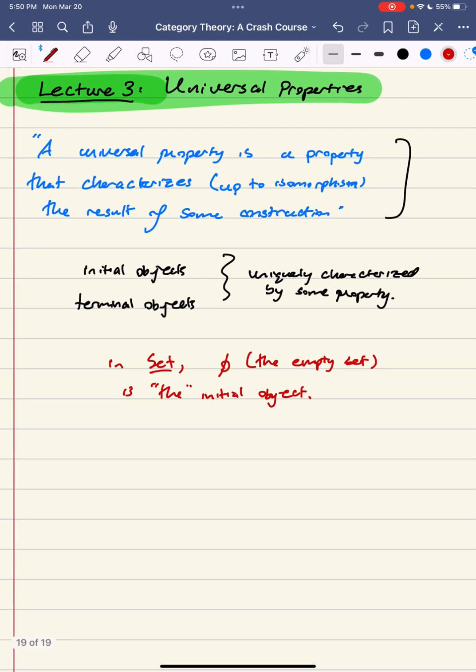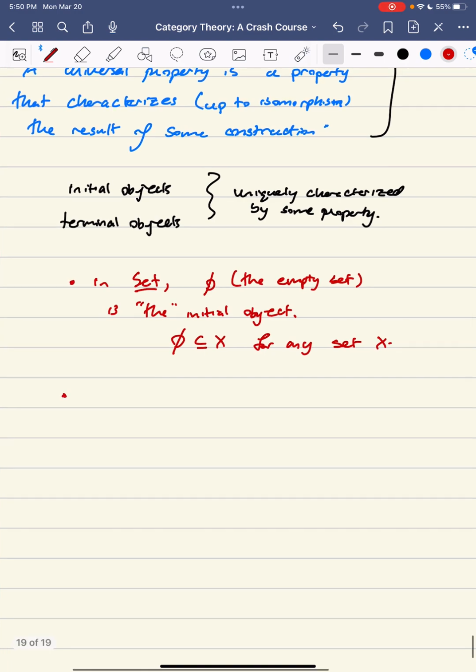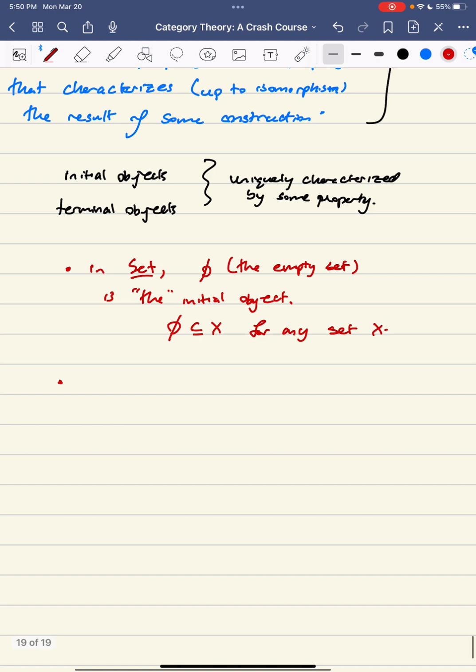By initial object in this case, it means that it's a subset of every set. That's one way you can determine it, for any set X. Likewise, we saw that the terminal object admits a map from any set. The terminal object in this case was a singleton set.